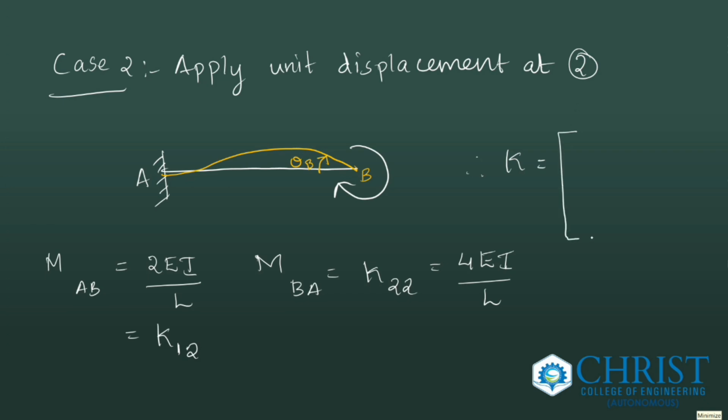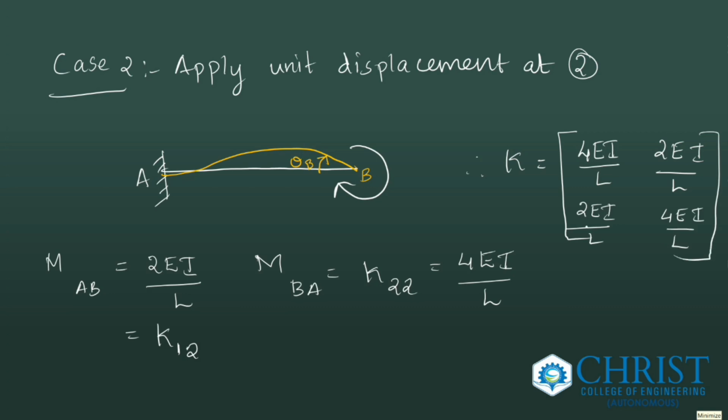Adding up all the values, we will get a matrix of 4EI by L, 2EI by L, 2EI by L, and then 4EI by L. That is a 2 by 2 matrix. Taking common 2EI by L outside, we will get 2EI by L into [2, 1; 1, 2].